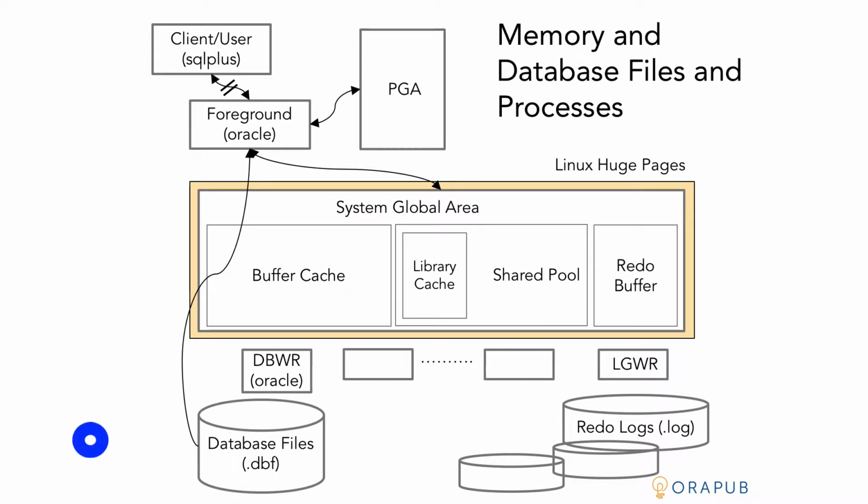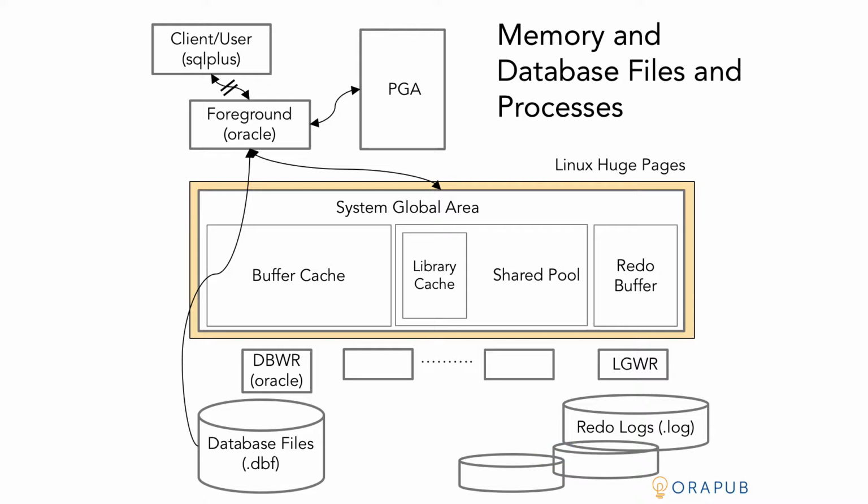There are three types of Oracle database files. First, we have the database files, as they're called. They typically end in DBF. Then we have the Oracle redo logs. Those typically end in LOG. And then we also have control files, which I didn't show in this diagram.